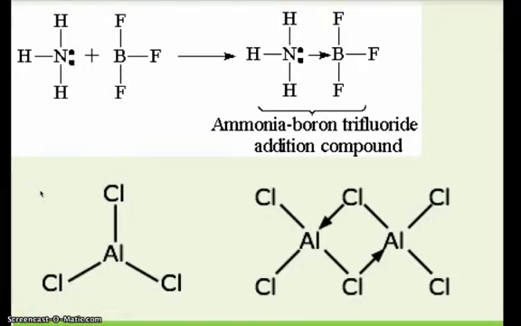And if you draw out the dot and crosses, you will see that aluminium does end up with 4 electron pairs in its outer shell.